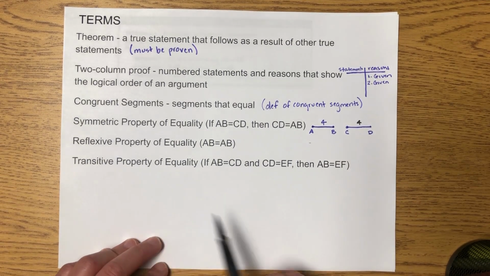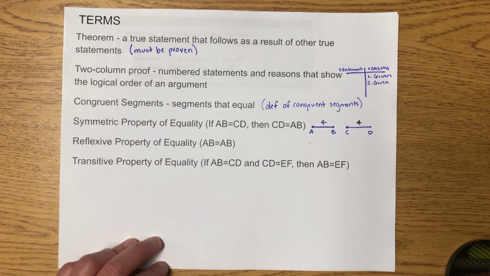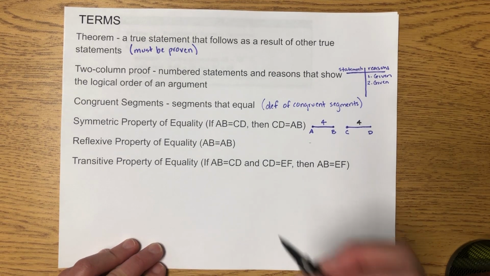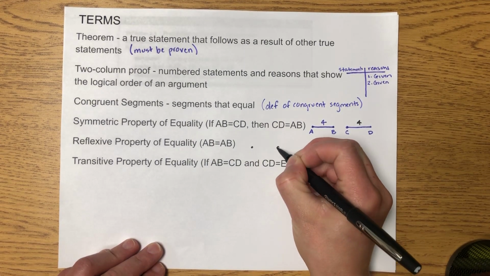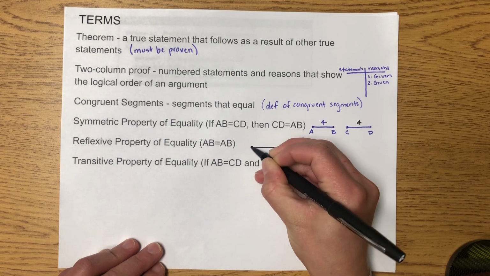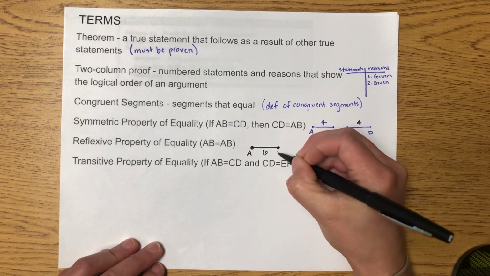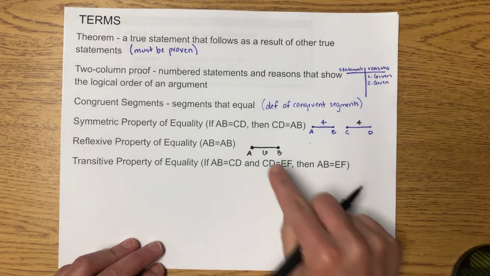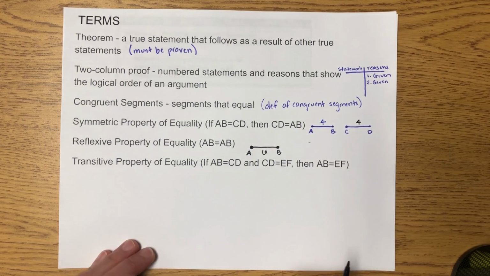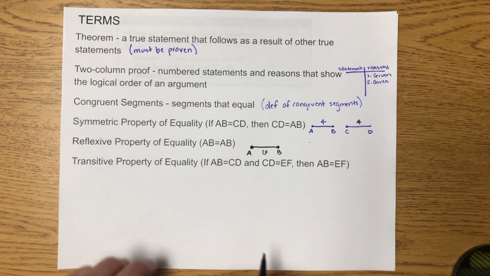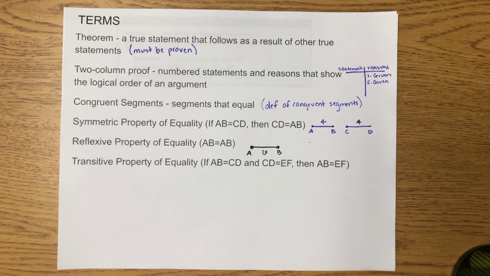Now, if we look at the reflexive property, remember, reflexive is like you're looking in a mirror. So if I have AB here, a line segment, and the length of my line segment AB is 6, well then guess what? That means that another line segment AB would be 6. So it's reflexive. Like when you look in a mirror, what looks back? Well, you do. So it reflects, so it's the same.